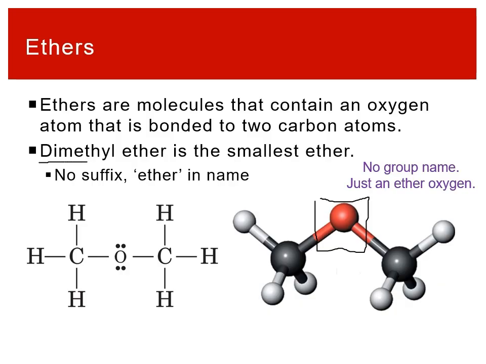So for example, dimethyl ether is the smallest ether. You can generally tell ethers pretty well because the word ether shows up in the name. In terms of the smallest, you do have to have two carbon atoms in an ether because it has to be oxygen bonded to two carbon atoms. So you do have to have at least the two in there.